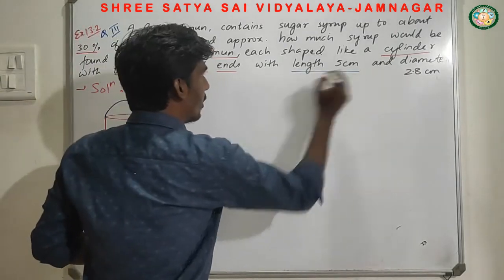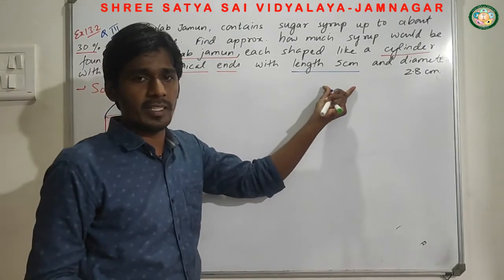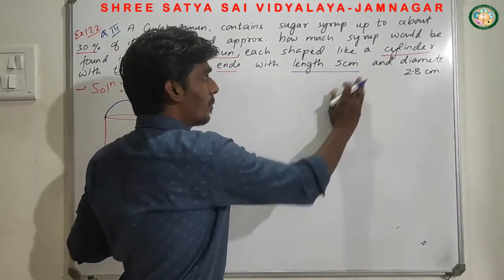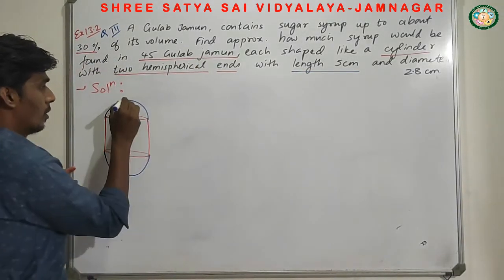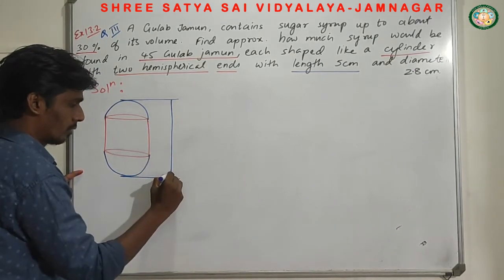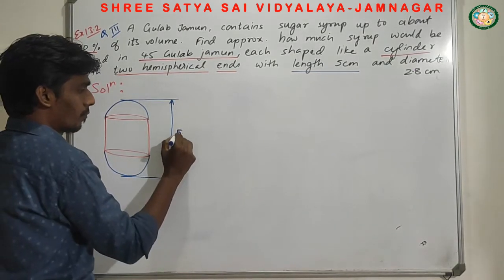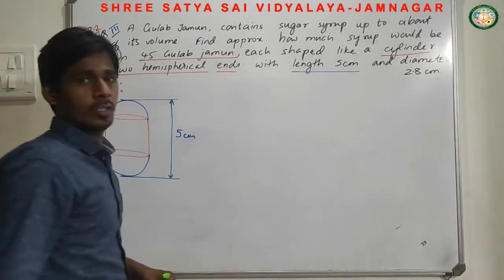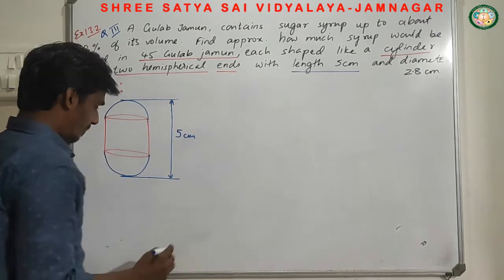Now this is very important. The length is mentioned here, but it's not mentioned as total length or length of cylinder. As it is mentioned for the whole solid, the total height of this solid, the gulab jamun, is how much? 5 centimeter. Now diameter is how much? 2.8.